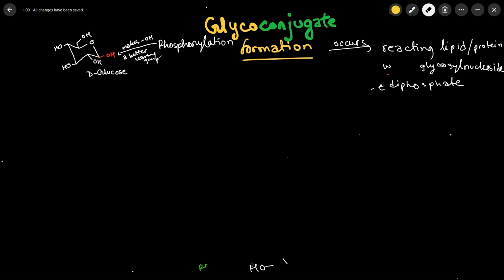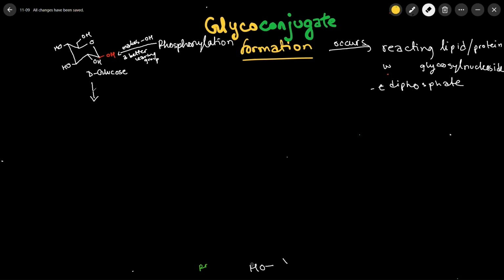So what is a glycoconjugate? First, a glycoconjugate is glucose bonded to either a lipid or protein, and it's done by phosphorylating one of the OH groups and making it a better leaving group. As OH is a bad leaving group, we have to make it a better leaving group. And how do we make it a better leaving group?